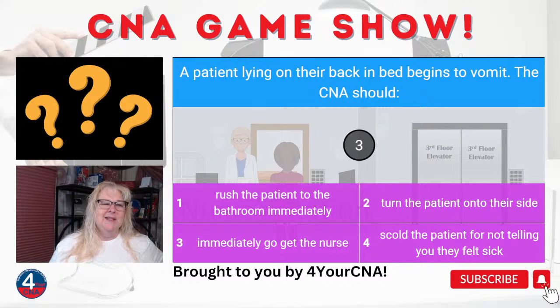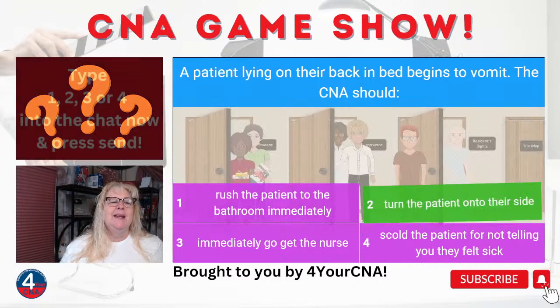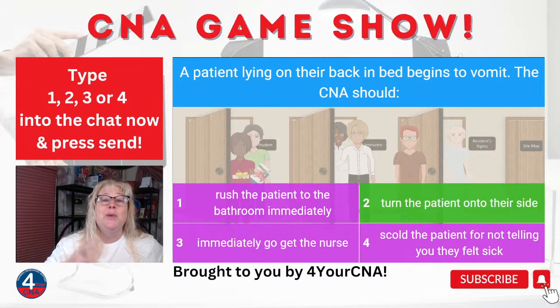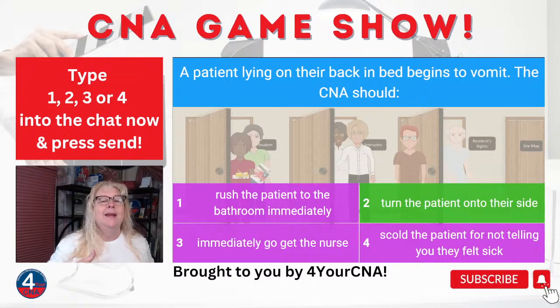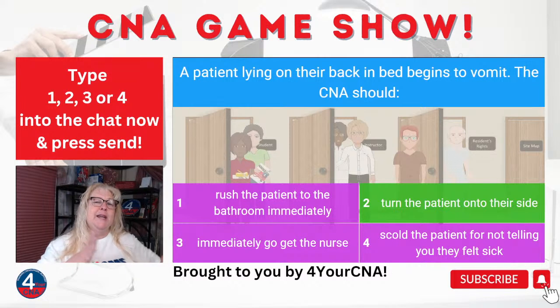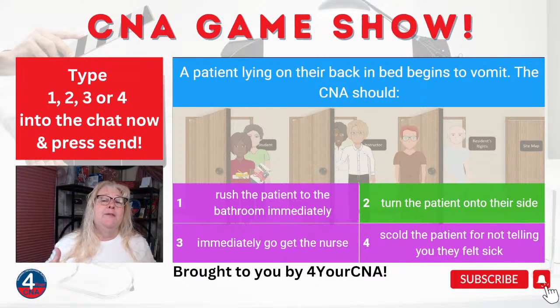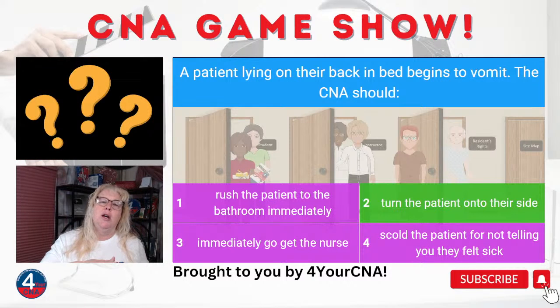The correct answer here is 2. This is when we would turn the patient on their side. The last question was asking about breathing difficulties. In that case, the patient needs to be sitting up. But when we have a patient lying on their back in bed and they're vomiting, that's an aspiration risk. So we need to get them turned onto their side. Rushing them to the bathroom may not be the right response here, since they're already vomiting.